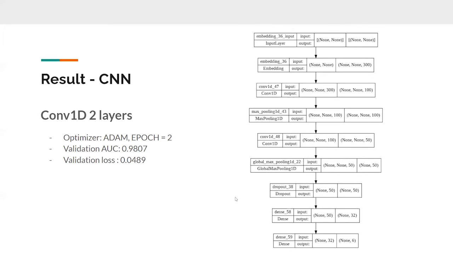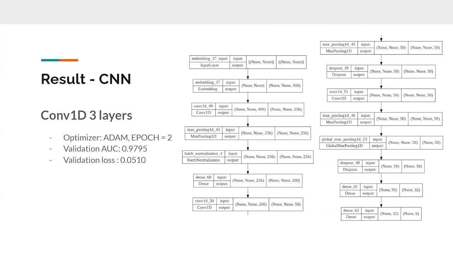Next, the convolutional network with 2 convolutional 1D layers. It also has max pooling, dropout, dense, and so on, and has an AUC score of 0.9807. The convolutional neural network with 3 convolutional 1D layers has much more depth, but as you can see, the validation AUC score got even lower than the convolutional neural network with 2 convolutional layers.